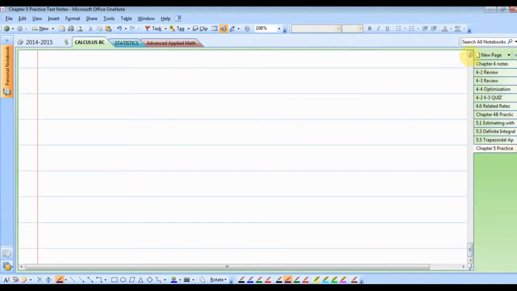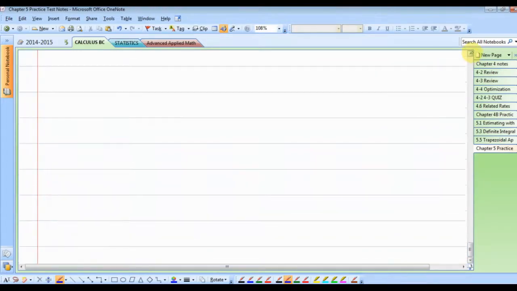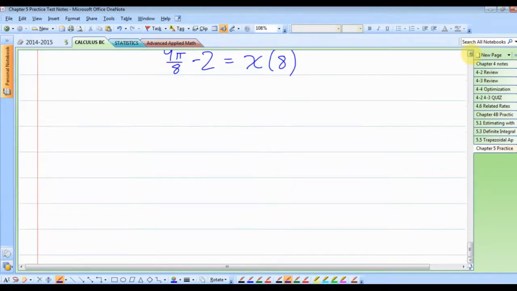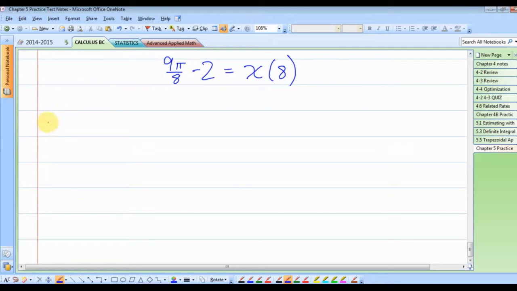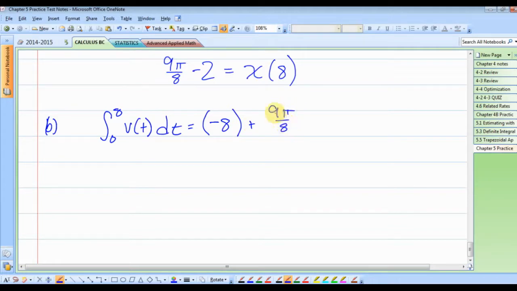B. Can you find the integral from 0 to 8 of v of t? Good. We just have to add those areas together, right? What's the first one? 5. What's the second one? What's the third one?